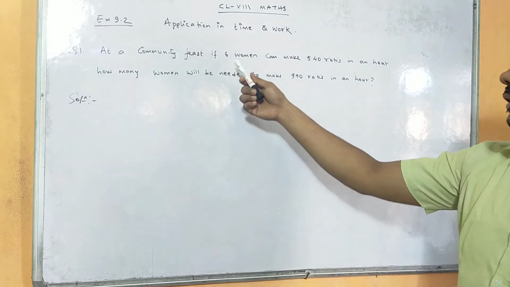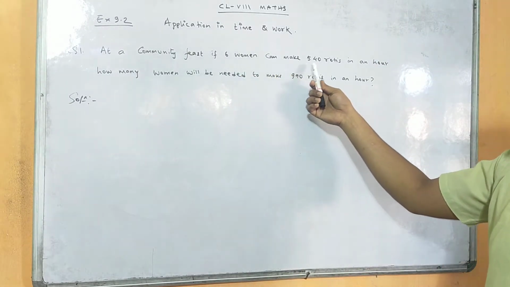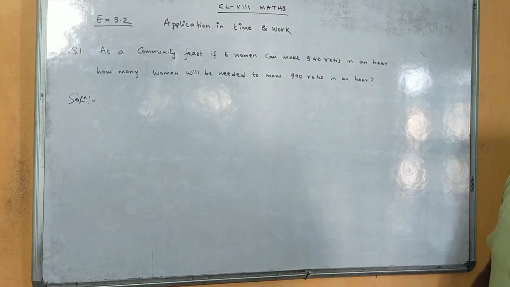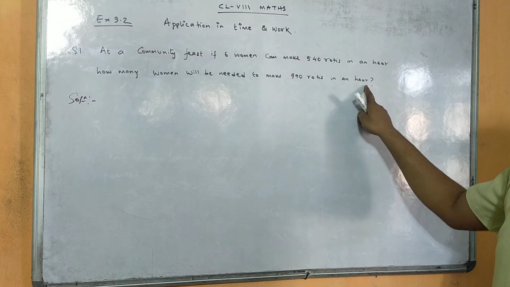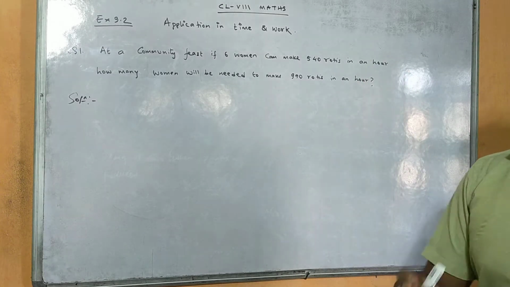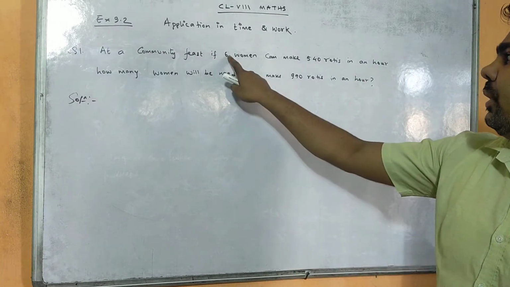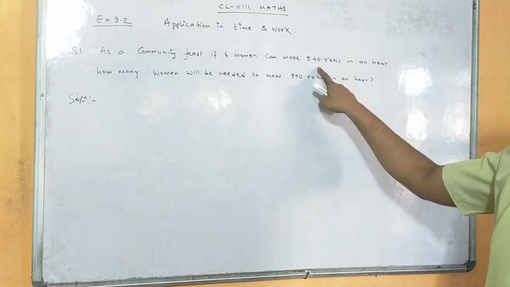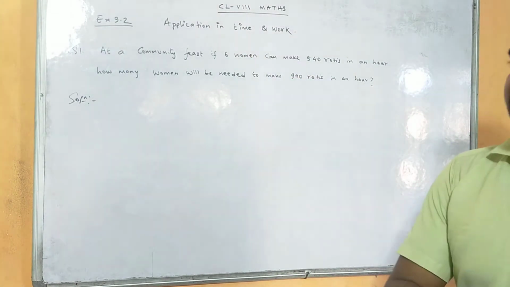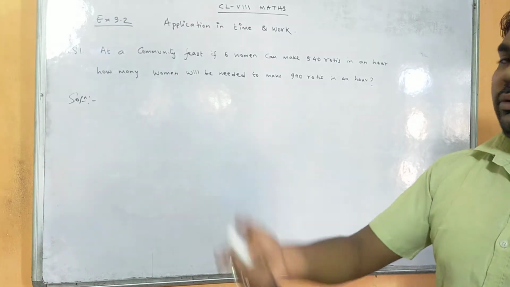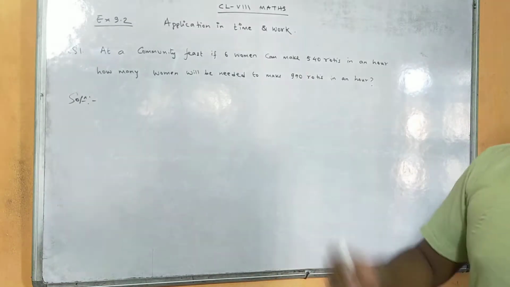So at a community feast, if 6 women can make 540 rotis in an hour, how many women will be needed to make 990 rotis in an hour? That means the time period is the same. In 1 hour, 6 women make 540 chapatis. In the same 1 hour, how many women will be required if you need to make 990 rotis? This is the question.